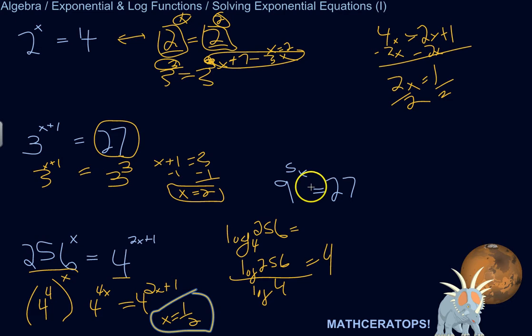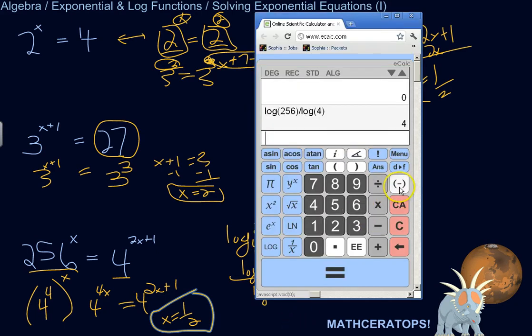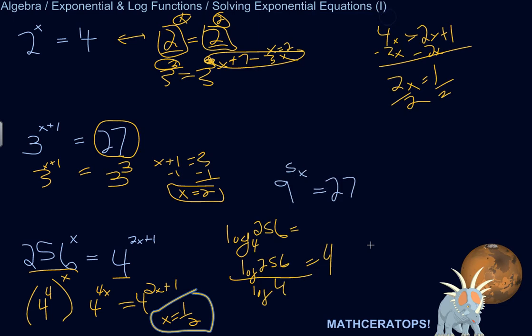Let us try one more. Okay, so we've got 9 to the power of 5x equals 27. Now, can I write 27 as some power of 9? You know, log of 27 divided by log of 9 is 1.5. I could do that. I could say 9 to the power of 1.5.